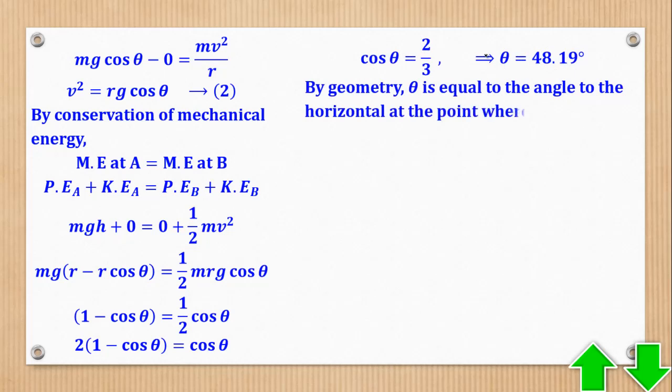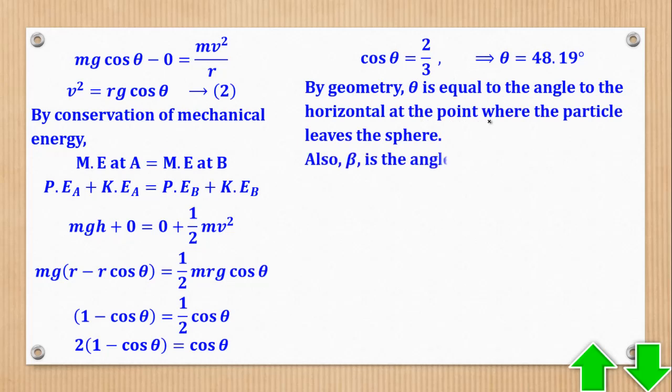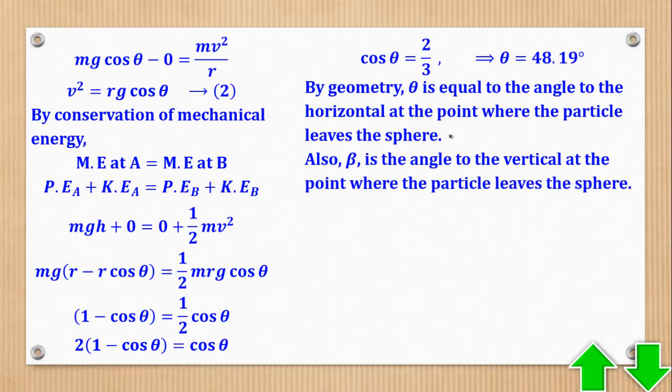By geometry, theta will be equal to the angle to the horizontal at the point where the particle leaves the surface. And beta will be the angle to the vertical at the point where the particle leaves the surface. Therefore, beta will be 90 minus theta to give you this.